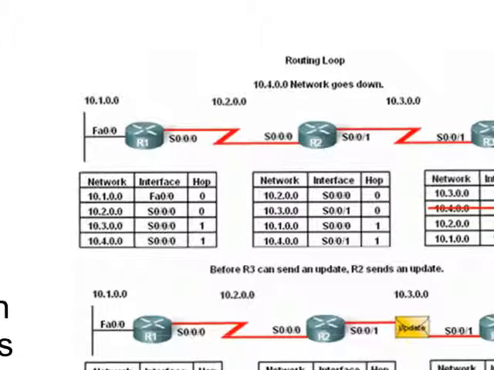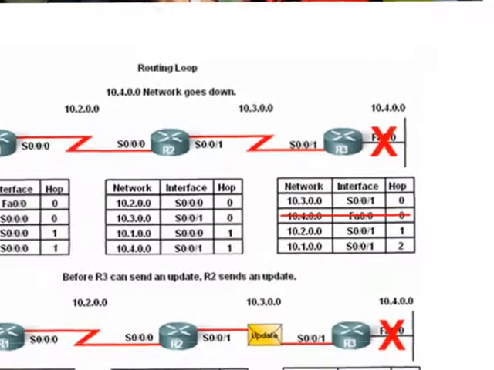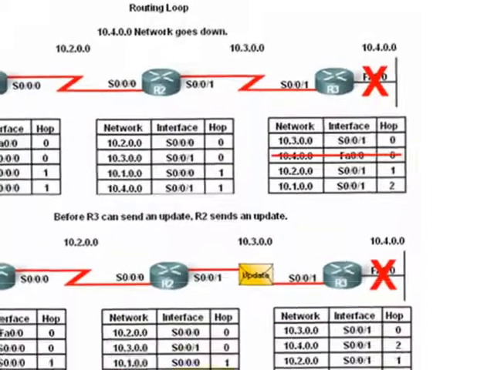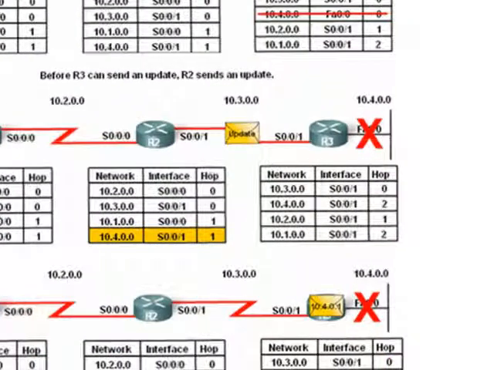So in that case, router 3 will in fact accept this route update, okay, and will insert here 10.4.0.0 with a hop count of 2 because I have removed this entry completely from the table. Okay? So that doesn't make sense, but this is how the protocol will work.